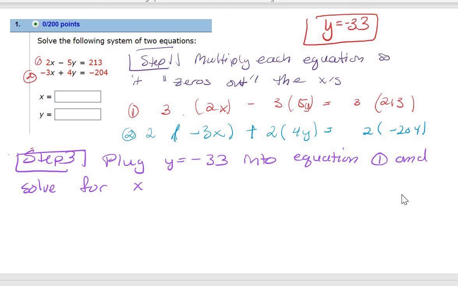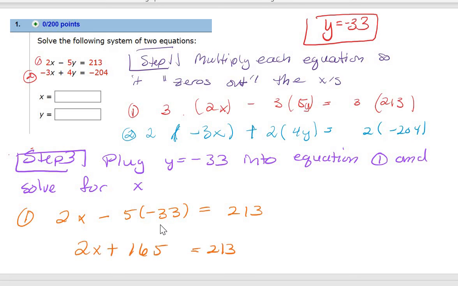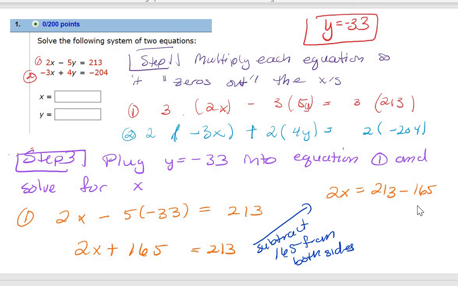Next step is to take that y equals -33 and plug it back into the first equation and solve for x. So here's the first equation. I'm going to replace the y by a -33, and I get 165 here. I subtract the 165 from both sides. I get 2x's equal to 48. Divide both sides by 48.